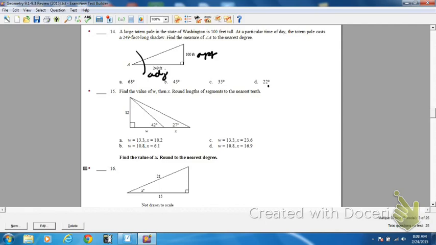So this time we want to find an angle. We do this a little bit differently. We still set up our function. So tangent of an angle equals opposite over adjacent. We fill in what we know. We have tangent of angle A is 100 over the adjacent side, which is 249.